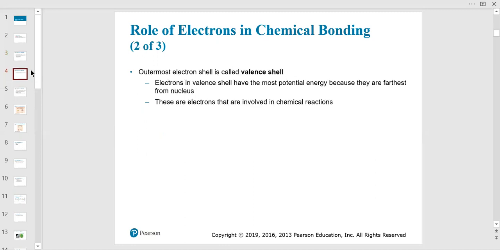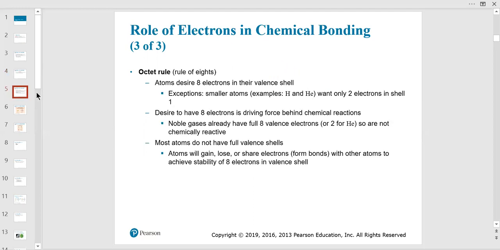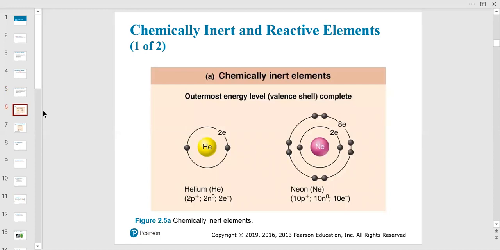The outer one is called the valence shell, and the outermost electrons are the valence electrons. Those are the ones bonding. An atom wants to have eight to be stable in its valence shell, or it might be more reactive if it has less. Most atoms do not have full valence shells of eight, so electrons are going to be shared, lost, or gained. This is neon, with an atomic number of 10, and eight valence electrons. Helium has two valence electrons. So very stable, but inert.